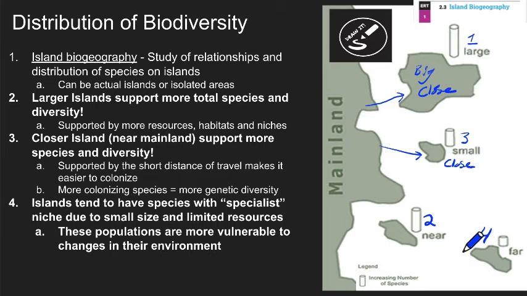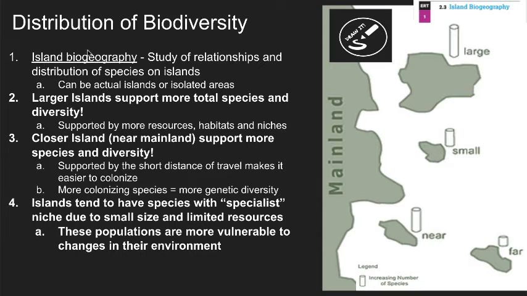Why is this the worst one? Because this is still small and it's far away. It's the hardest for organisms to get to this small island. So in essence, larger supports greater diversity, closer allows greater diversity, farther away means less diversity, and smaller means less diversity.